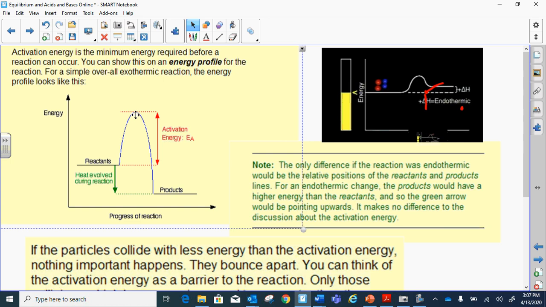So the activated complex in this slide would be this point at the very top of that mountain. The activated complex in this one would again be where my cursor is at the very top of that mountain-like energy diagram.